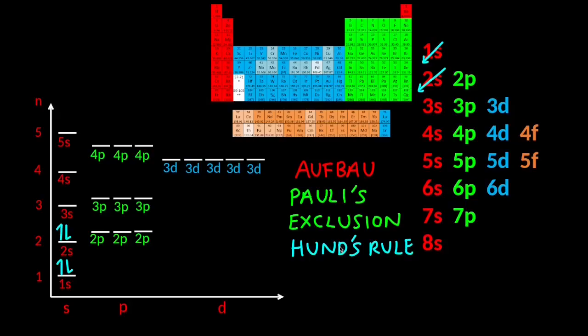And the next principle is Hund's rule, which basically states that empty orbitals are filled with electrons first. So at the same energy level, we fill the empty orbitals first, and then fill those orbitals with electrons.